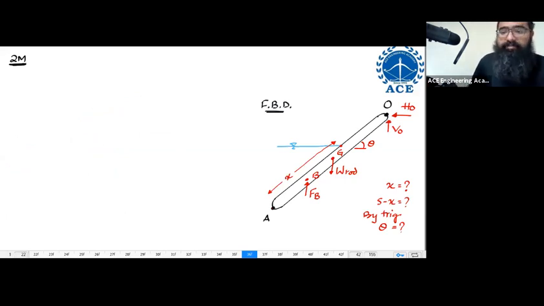Shall we start? Free body diagram over here. Now I'm starting the solution. Okay, first free body diagram comes, then solution comes.